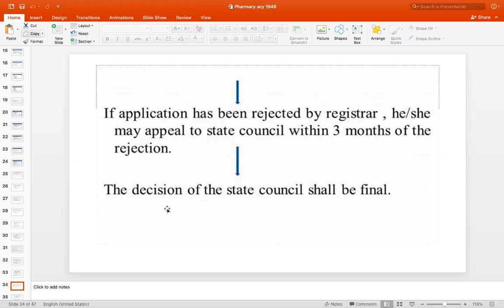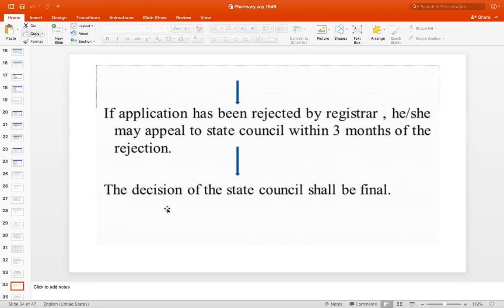If the application has been rejected by the registrar, he or she may appeal to the state council within 3 months of the rejection. Rejection happens due to several reasons. There are still people in this country who don't have an Aadhaar card, who don't have a PAN card, who have not been issued the marks card, who have not applied for certificates. If even a single certificate is not there, then they will not take it, or they will not recommend your name to be put in the register.